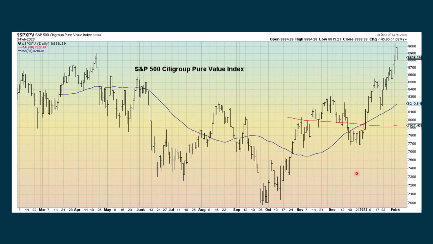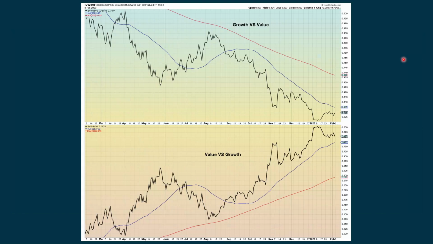Another area that we look at is value. Right now, this is in an uptrend where we're above both of the moving averages and we continue to go higher. We look at a ratio between the two, growth versus value on the top, showing how growth has underperformed. On the bottom, this is value versus growth, showing how it has outperformed for most of 2022.